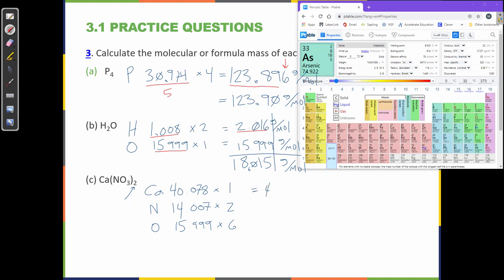Okay, so we have 40.078, 28.014, 95.994. These are all in units of grams per mole. So if we look at our significant figures after multiplication, I don't have to make any adjustments there. Those are all fine. And now when I add these together, they all have three numbers after the decimal place. So I'll draw my line there to say if there are any numbers after I add these together, I can't keep any.